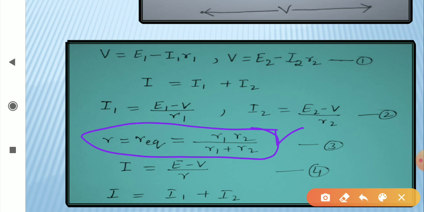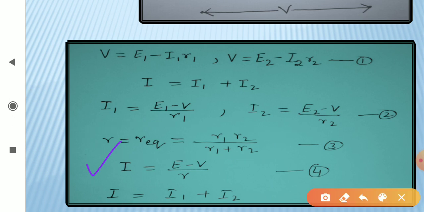Now, the current in the circuit, the current drawn from this combination, is I, and if E is the equivalent EMF, then we will get I is equal to E minus V upon R. This I will be equal to E minus V upon R, right? Now putting all these values in this equation, I is equal to I1 plus I2, we'll try to solve it.